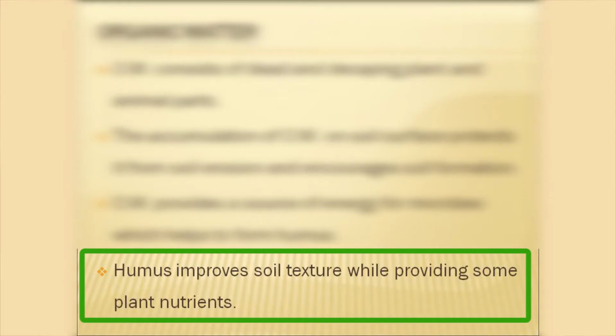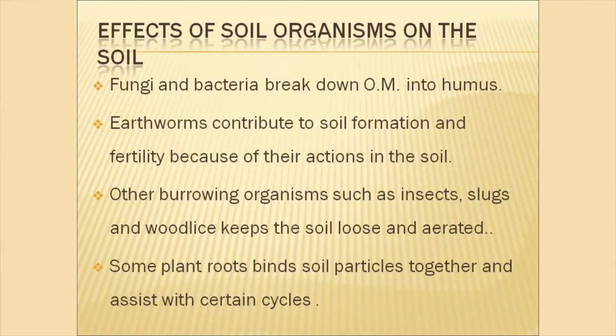Humus not only adds nitrogen or nutrients to the soil, but it also improves the texture while providing other nutrients such as phosphorus at times and some form of potassium to the plants, depending on the nature of the parent material from which this humus was formed. Let us look at the effects of soil organisms on the soil.